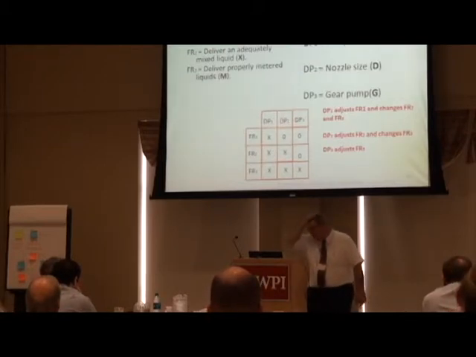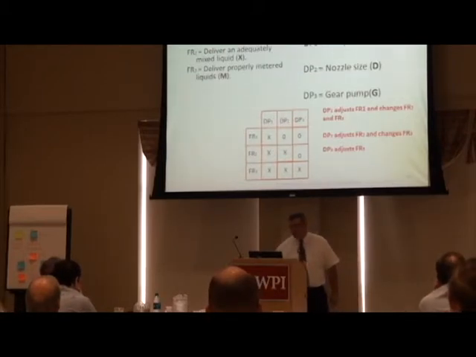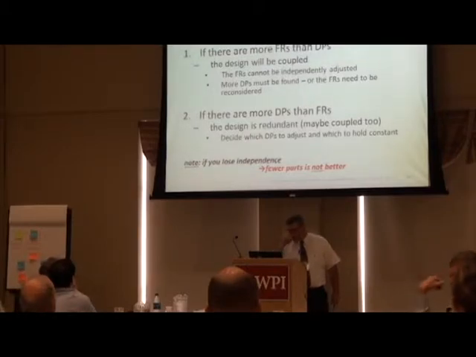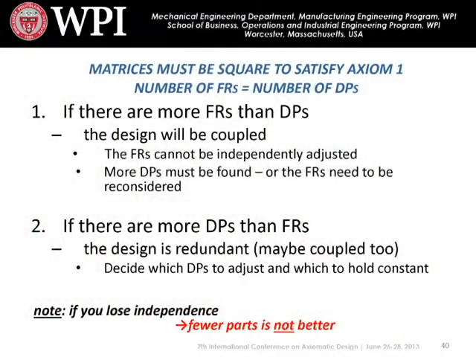Okay, so this is a simplified view of that matrix, and we just discussed that. So it'd be nice to have a square matrix. If we have more FRs than DPs, then the design's going to be coupled, which is what we had in the previous. If there are more DPs than FRs, then it may be redundant. You got to figure out what you can take out. If you lose independence, fewer parts is not better.